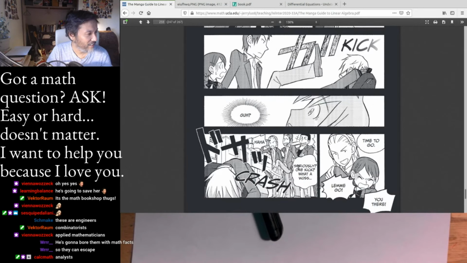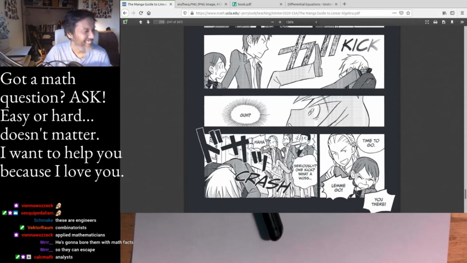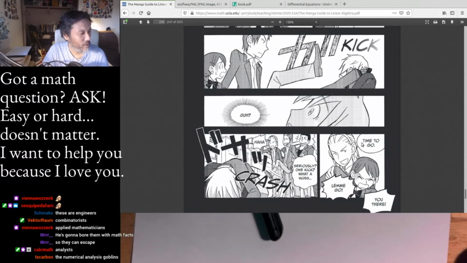Haha. Seriously? One kick? What a wuss. These fucking fuckers. Look at him. Analysts. Combinatorists. What are they gonna do to her?